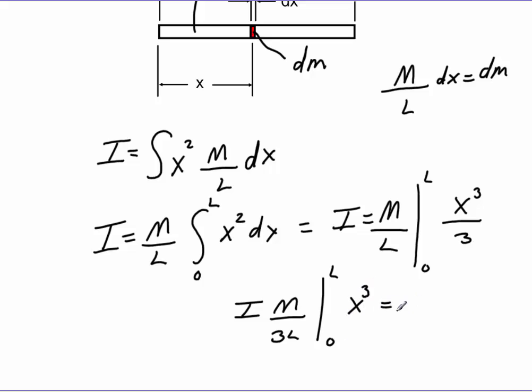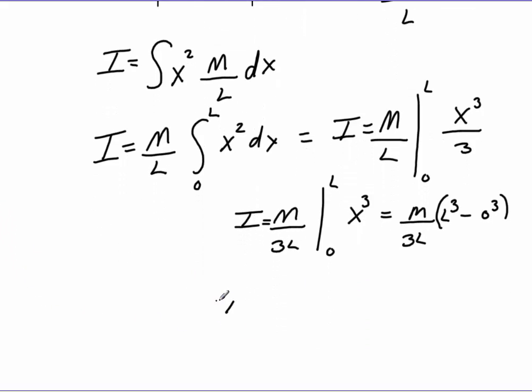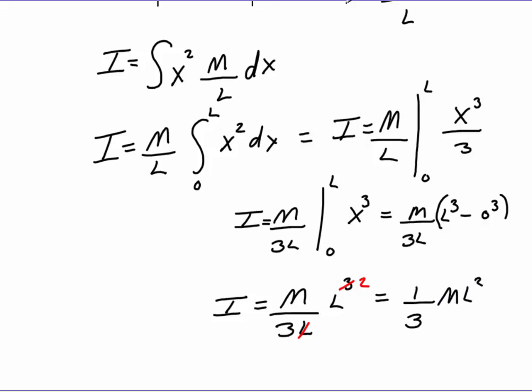When I do that, I will get m over 3L times L cubed minus 0 cubed. And what that will leave me is I is equal to m over 3L of L cubed. I can simplify that. L cancels out here, this becomes a 2, and the answer will be 1/3 the mass times the length squared. And that's the moment of inertia of a solid rod about one end.